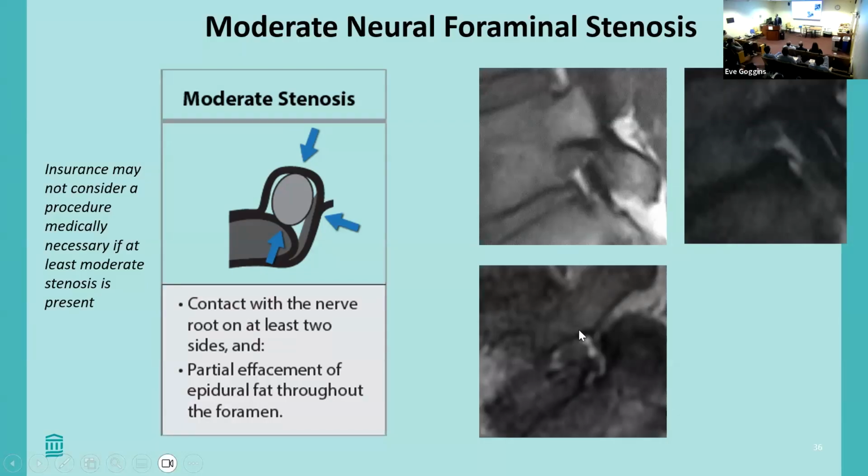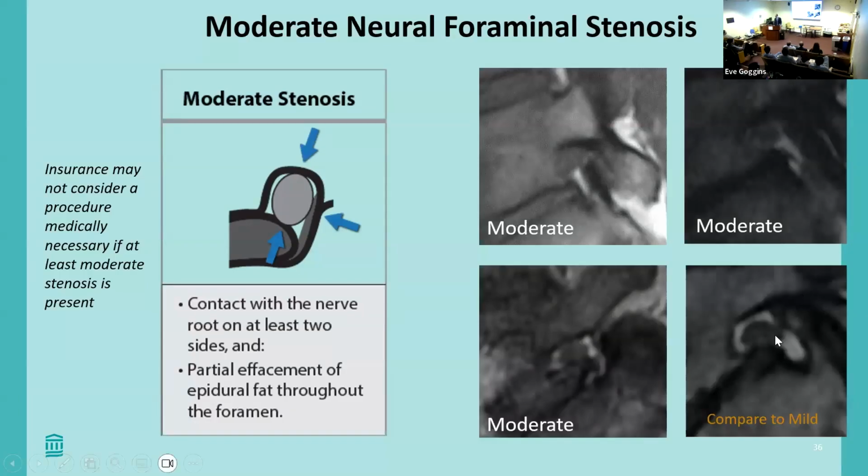Here, kind of a similar thing. And here, it's just anterior, posterior contact, but there's effacement of the epidural fat. There's less fat than we typically see. So moderate, moderate, moderate. And compared to mild, where it's touching on 2 sides, but there's still general preservation of epidural fat.